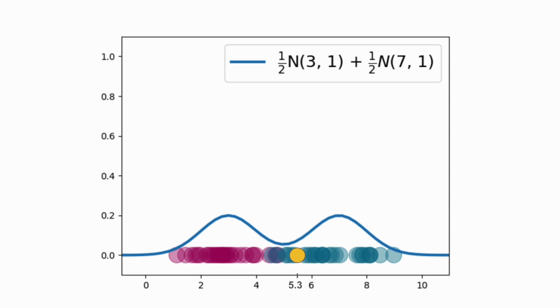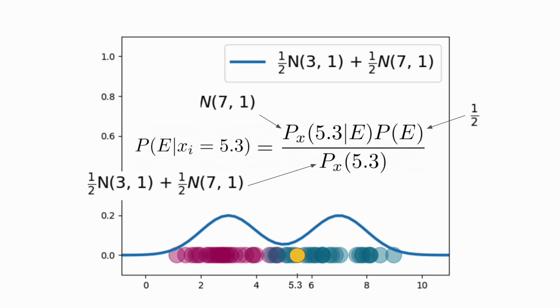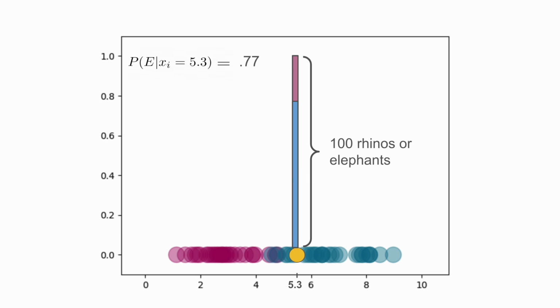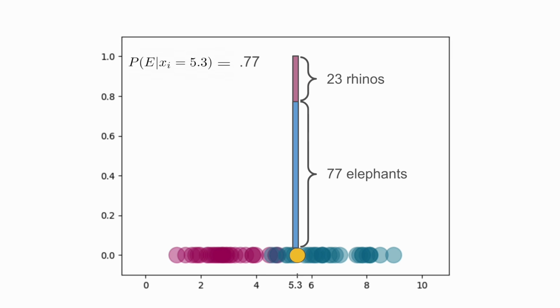For example, let's say that the animal's weight is 5.3 tons. The probability of being an elephant, given the weight 5.3 tons, is the following conditional probability. Using Bayes' rule and plugging in the values and PDFs we know to be true gives us a probability of 0.77, a probability that can be extremely misleading without the context with which it was derived. This probability does not mean that any animal weighing 5.3 tons has a 77% chance of being an elephant. This probability means that out of all rhinos and elephants weighing 5.3 tons, 77% are expected to be elephants and 23% are expected to be rhinos.